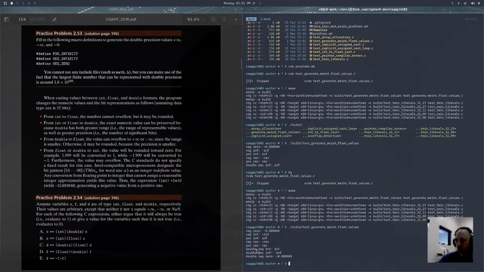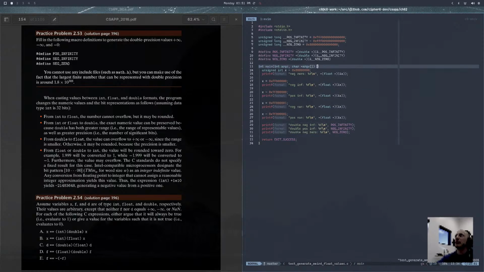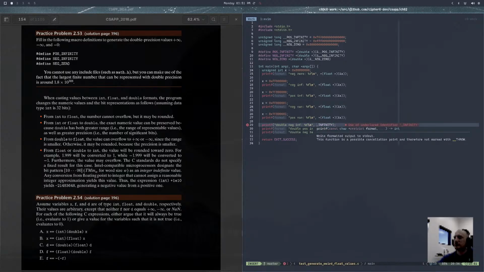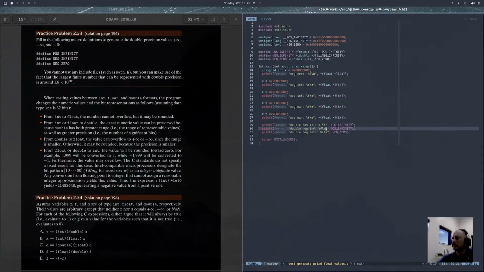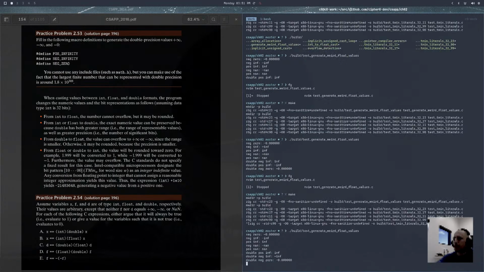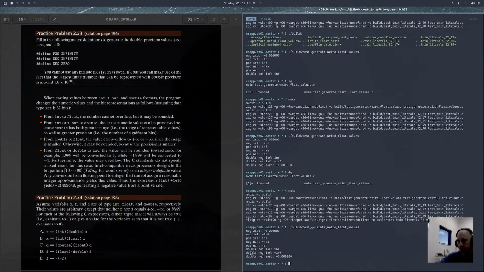Okay, everything. Wait a minute. Negative and positive infinity got switched. Why? F should be negative. Wait a minute. Did I mess this thing up? Oh, I messed it up here. So let's just switch it like this: negative and positive. Okay. So you have double positive infinity, double negative infinity, double -0.